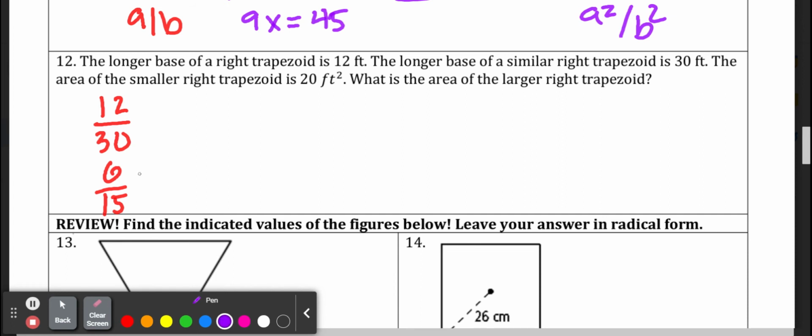So my a squared to b squared is going to be 36 over 15 squared. Is that 225? It is. Okay, so we get 225. So there's my a squared to b squared, like I said.